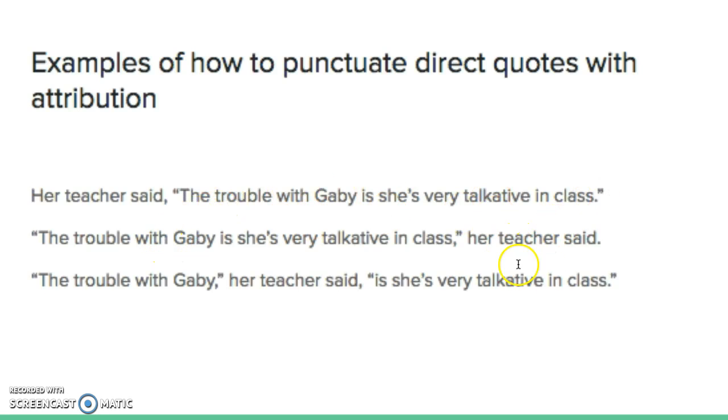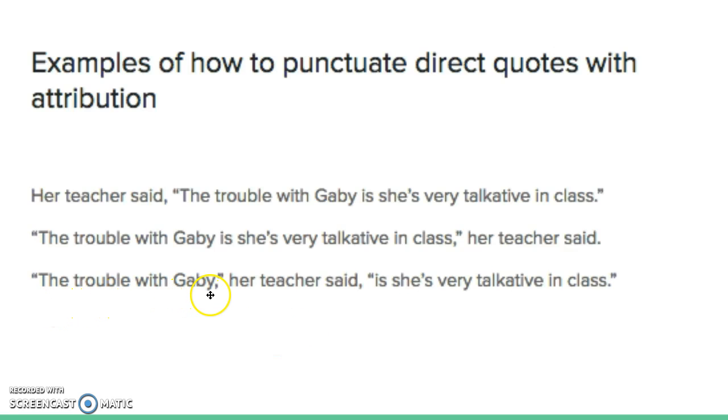If you are putting the attribution at the end of the sentence, you start the quote, quotation marks, capital letter. "The trouble with Gabby is she's very talkative in class." Then you're going to use a comma because the sentence isn't over, just what you've said is done. So you put a comma here, quotation marks on the outside of the comma, and then you say her teacher said, period.